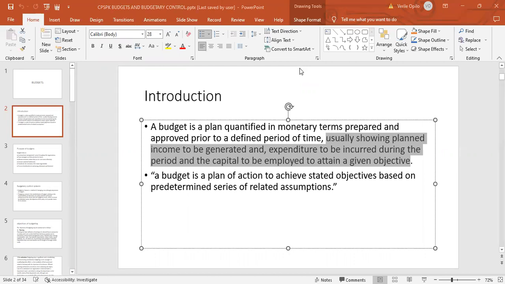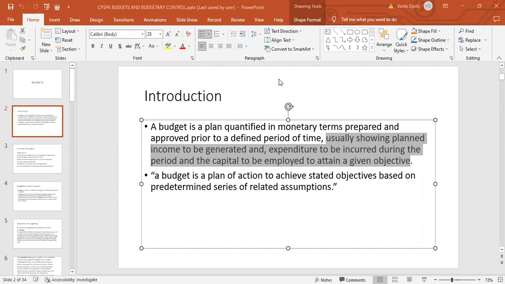So you quantify it in terms of units, and then you quantify this production or these sales in monetary figures. For example, to produce these 20,000 units, this is the total cost. If you wanted to sell these 20,000 units, you are likely to sell at this price, so this is the forecasted sale. That plan that you quantify in monetary terms and prepare prior to the actual period is what we classify as a budget.